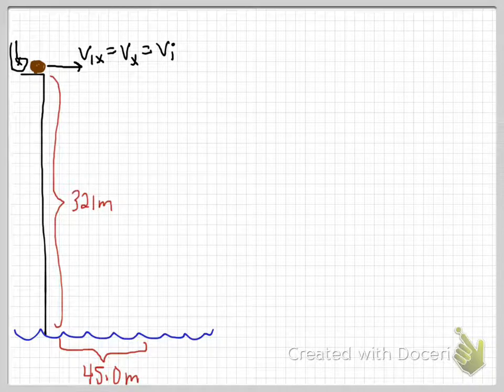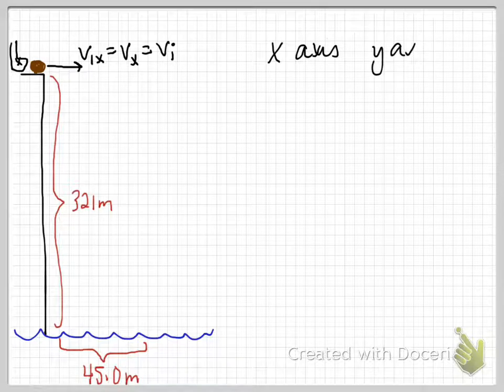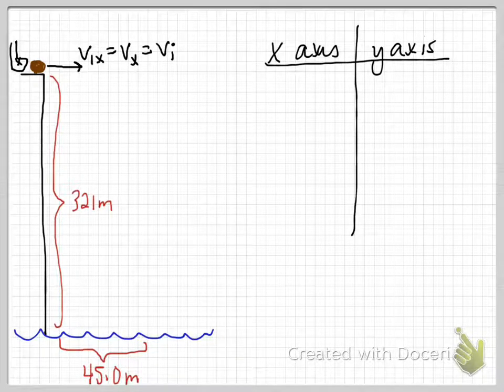All right. For these kinds of problems, we're going to do something that's a little bit new. We're going to list our variables for the x-axis and the y-axis separately. You'll see why in a little bit. So on the x-axis, we have some V_ix. And since we know that that's the total initial velocity, we can just call that V_x.